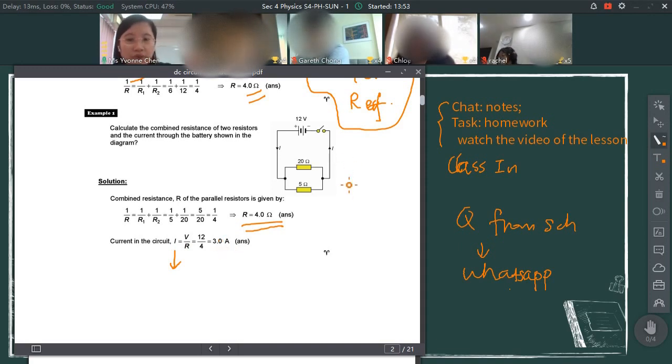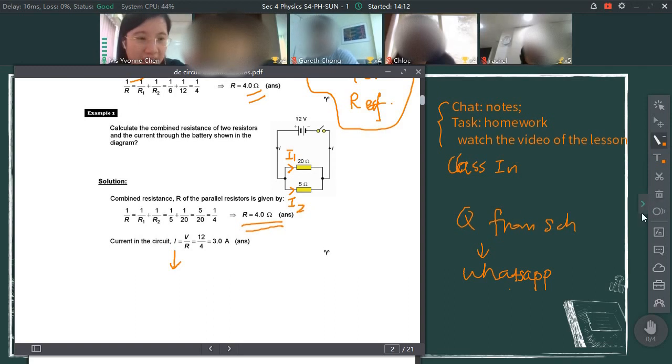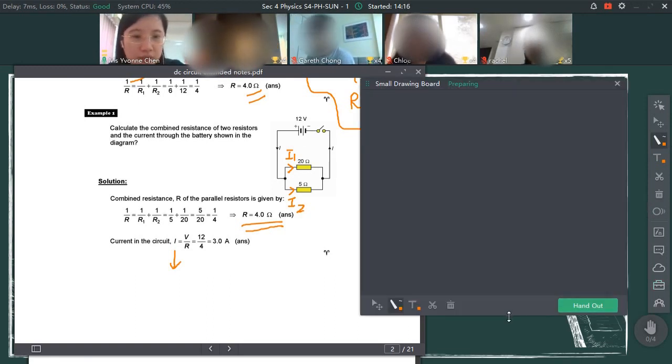Now, class, I want you to find the current I1 and I2 respectively. You may want to write down your working on the notes or on a piece of foolscap paper and upload it to the drawing board. I'll give you the drawing board in 1 minute.